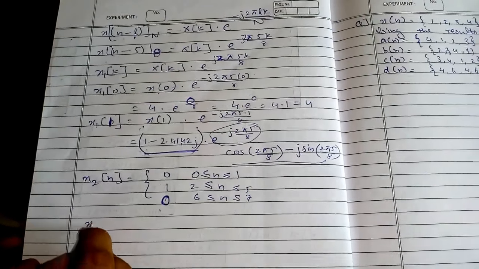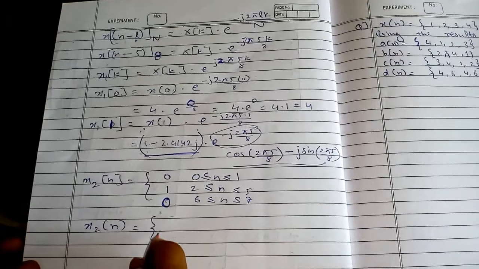You can use the same formula. First find x2 of n. Okay, write x2 of n.